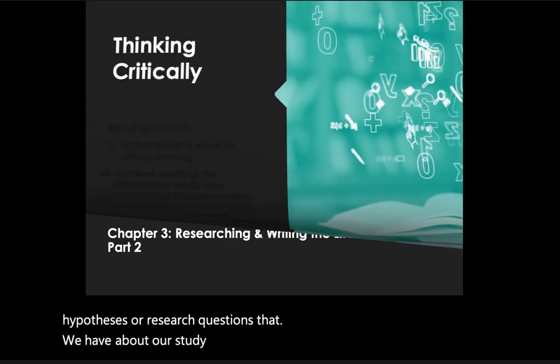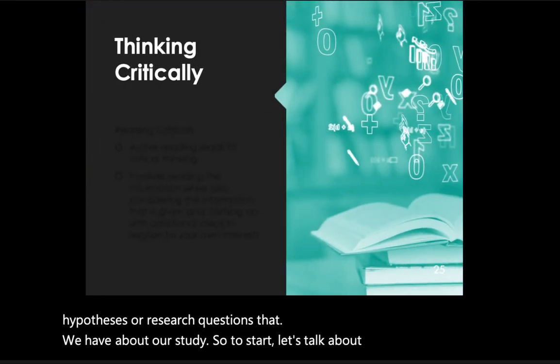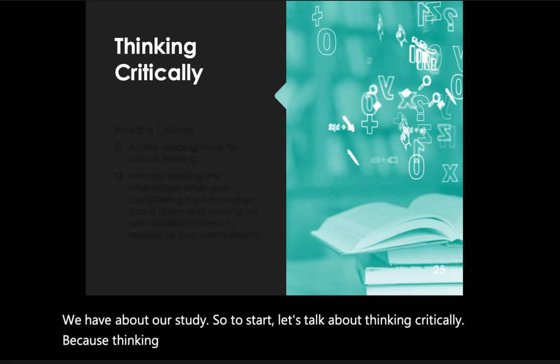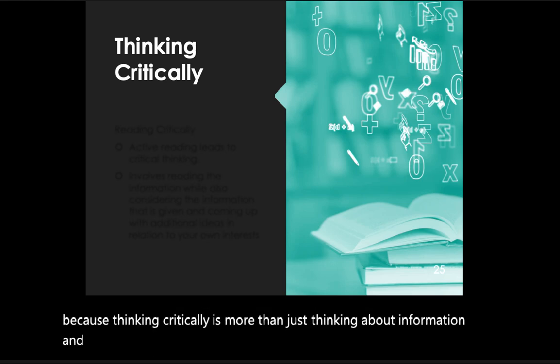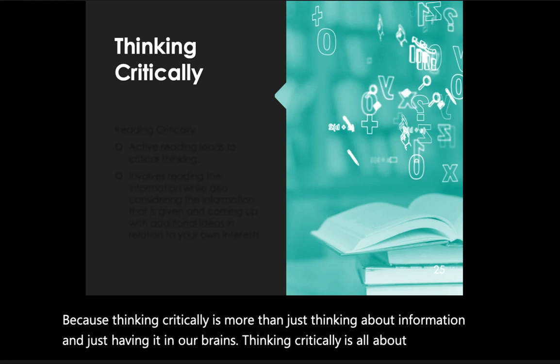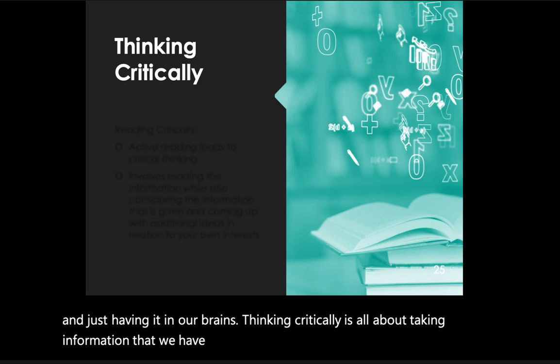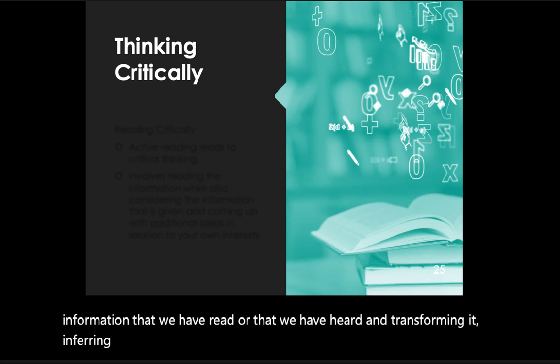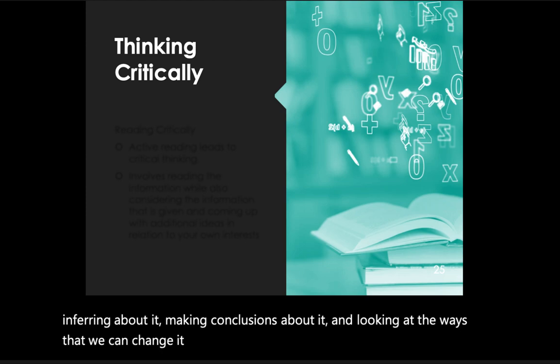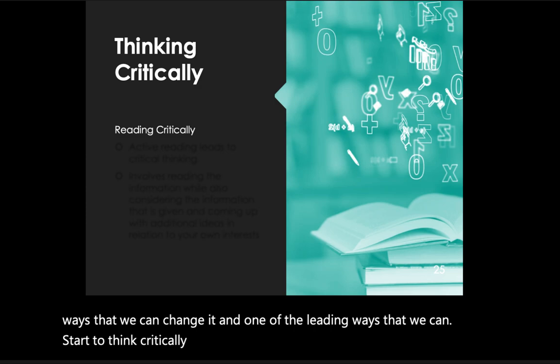So, to start, let's talk about thinking critically. Because thinking critically is more than just thinking about information and just having it in our brains. Thinking critically is all about taking information that we have read or that we have heard and transforming it, inferring about it, making conclusions about it, and looking at the ways that we can change it. And one of the leading ways that we can start to think critically is by reading critically.